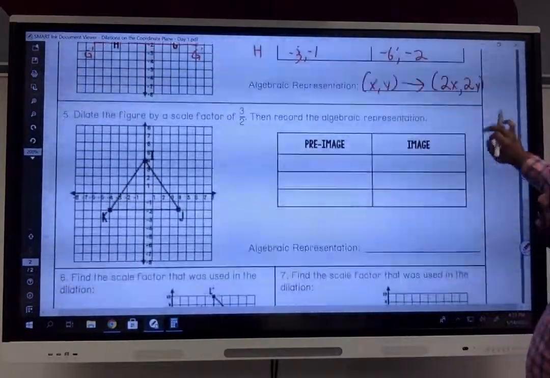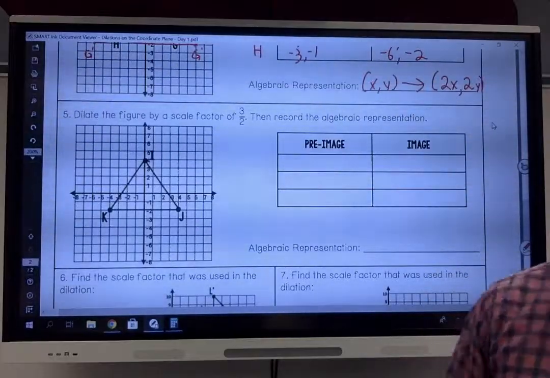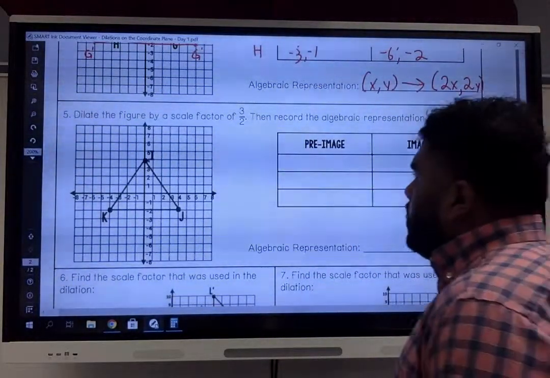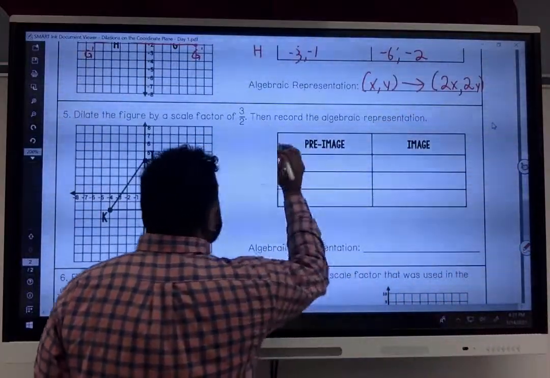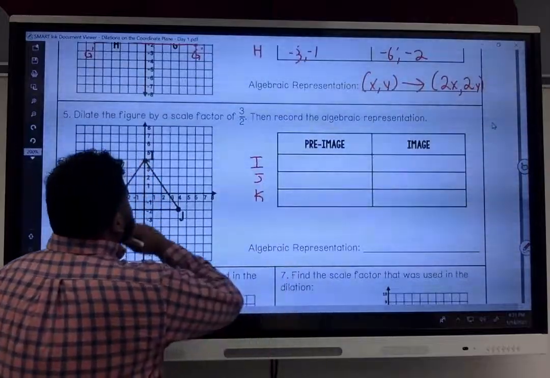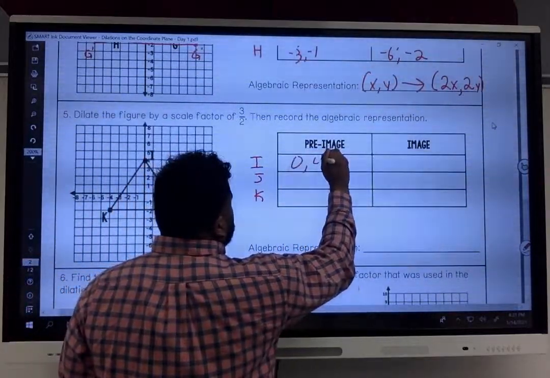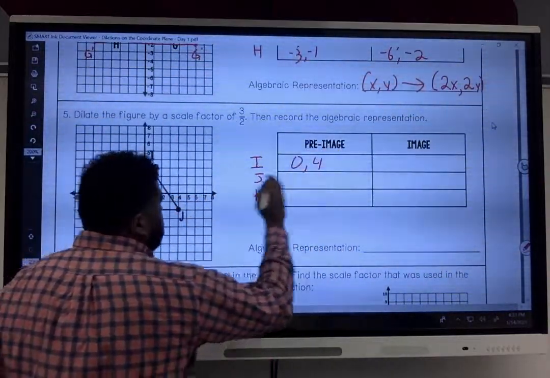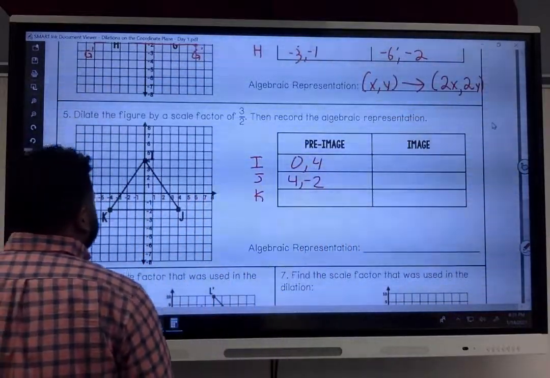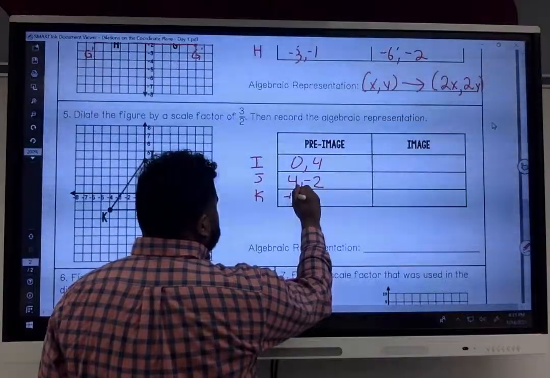Okay. So again, for question 5, I want you to pause the video and try for yourself, but I'm going to go ahead right now and put in the points. So I got I, J, and K. I is at 0, 4. J is at 4, negative 2. Okay. K is at negative 4, negative 2.